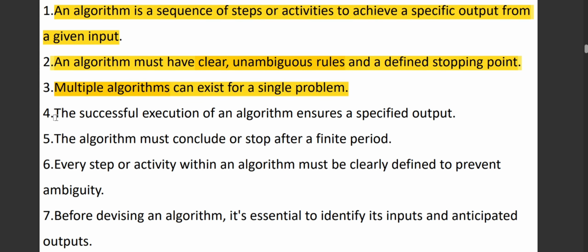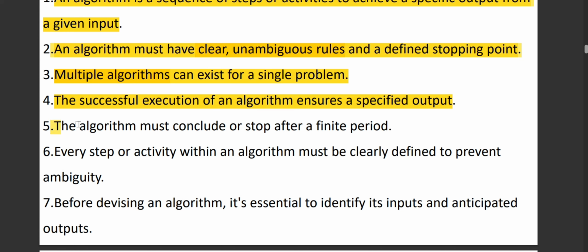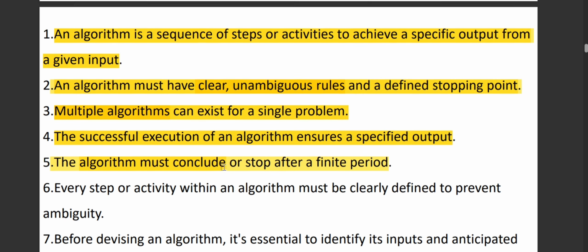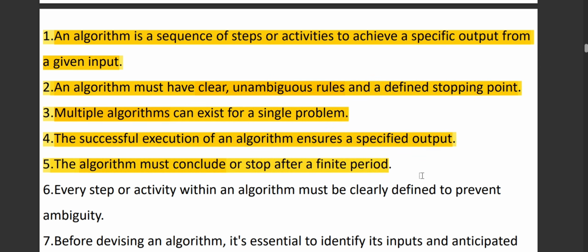And the next one, the successful execution of an algorithm ensures a specific output. If we do all the steps correctly, then we will get the specific output, tea in this case. And an algorithm must conclude or stop after a finite time. After we switch off the gas and serve the tea, the process stops. So the algorithm is concluded. It is not infinite. We will stop it somewhere. So this is some information about algorithms.